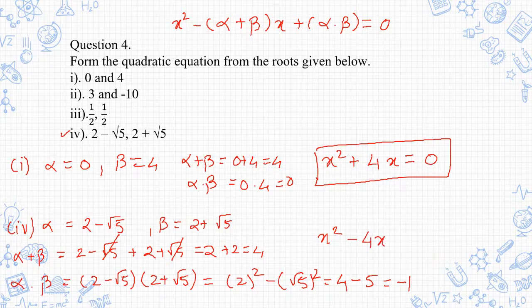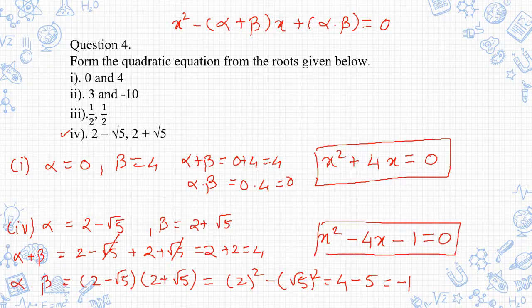Now this I can substitute in the given formula, x square minus (alpha plus beta)x, that is 4x, plus alpha into beta, and that is minus 1, equal to 0. So the quadratic equation so formed by using the given two roots, root 5 and 2 plus root 5, is x square minus 4x minus 1 equal to 0. Let us move forward.